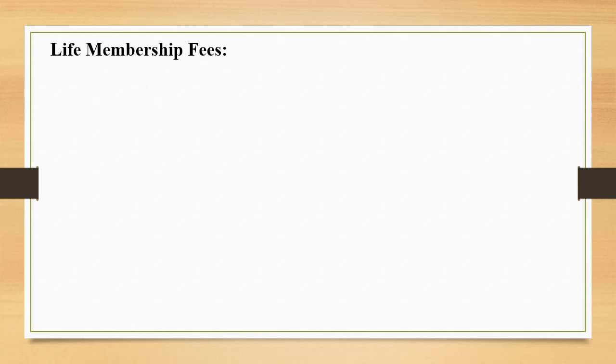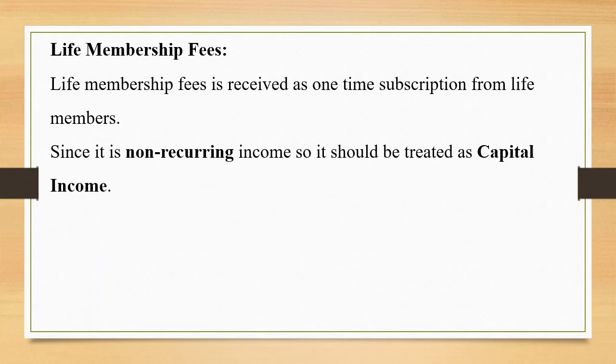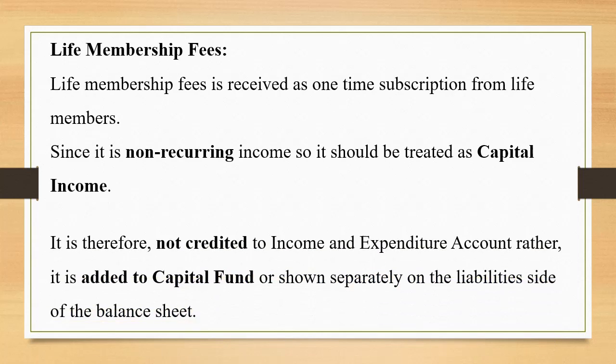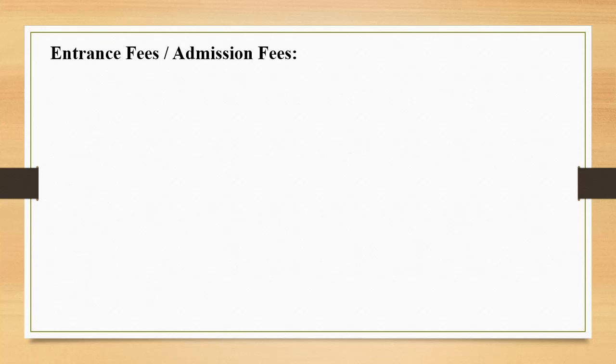Let us discuss the next item, that is life membership fees. Life membership fees is received as a one-time subscription from life members. They just need to pay it once and enjoy the benefit throughout their lifetime. Because it is non-recurring income, it should be treated as capital income. Therefore, it is not credited to income and expenditure account. Rather, it is added to capital fund, or it can be shown separately in the balance sheet on the liability side.